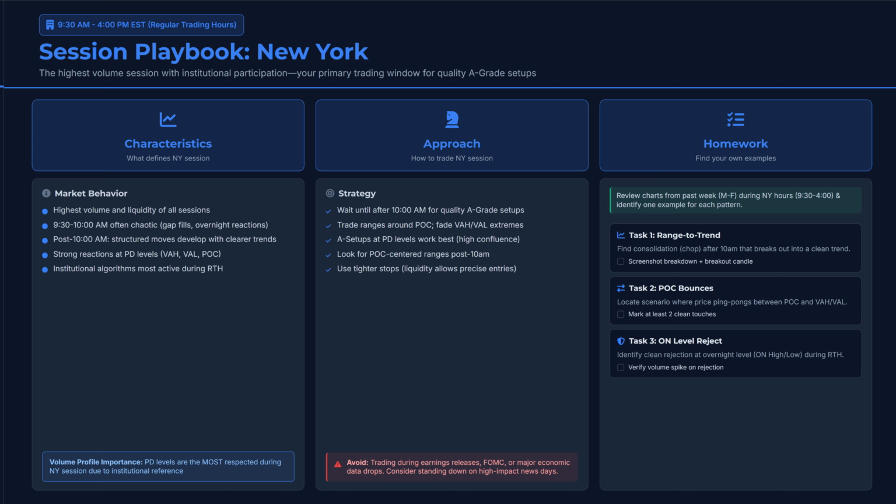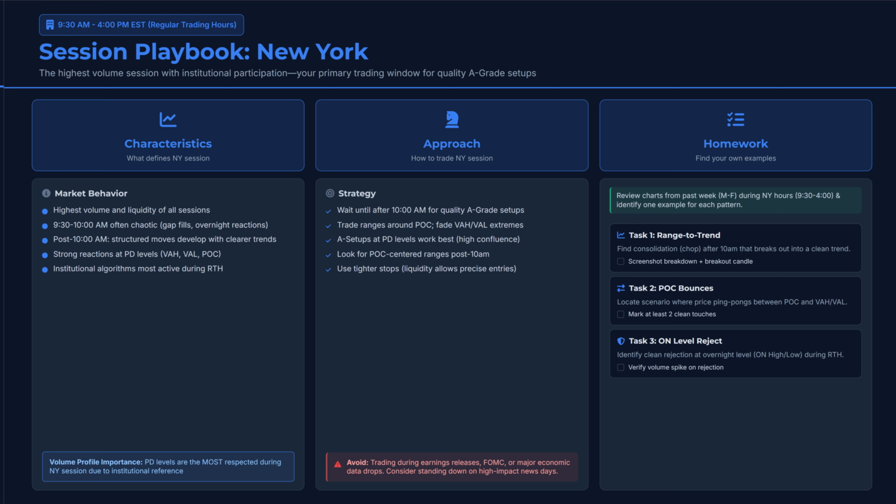Strategy number 2. Trade ranges around the POC and fade extremes at the VAH and VAL. During the New York session, the market frequently operates in balance. Price oscillates around the point of control, creating a mean reversion environment. This range trading approach works beautifully in balanced conditions. Strategy number 3. A-grade setups at previous day levels work best due to high confluence. When you combine a PD level with a lined trend structure and a rejection candle during the New York session, the trade setup offers exceptional reliability.